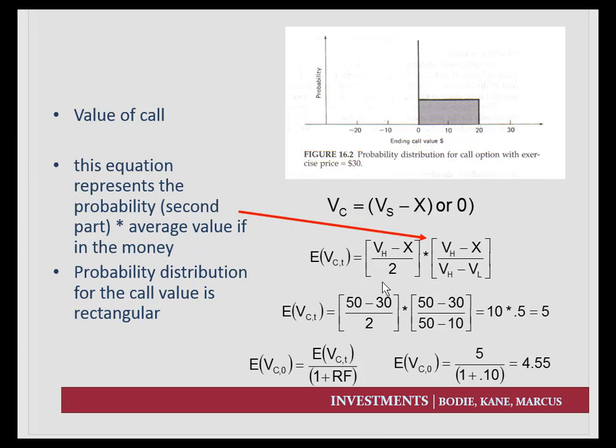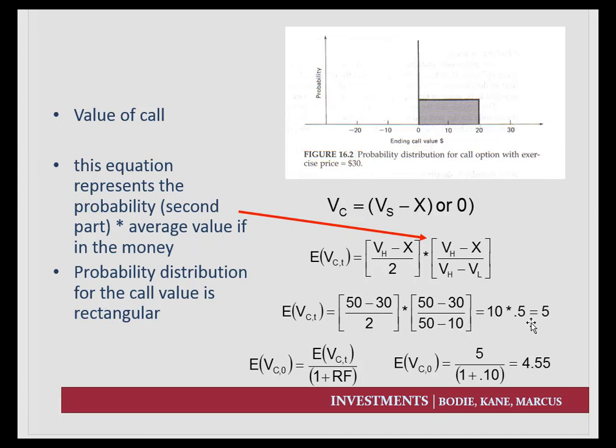So there's a 50% chance that the stock will have a value between against the average here. That's $40, right? So it's $20. Now we need to multiply that by the probability of occurrence. So here's the high stock price minus the exercise divided by the high minus the low stock price.